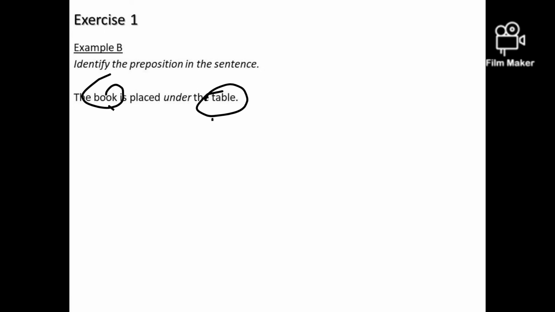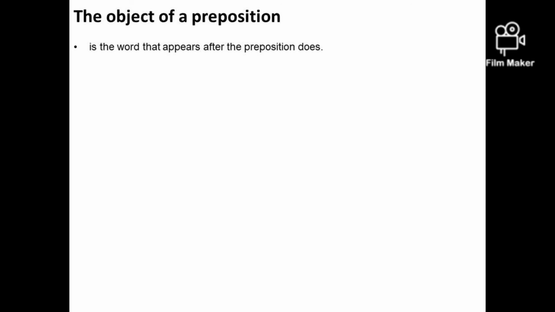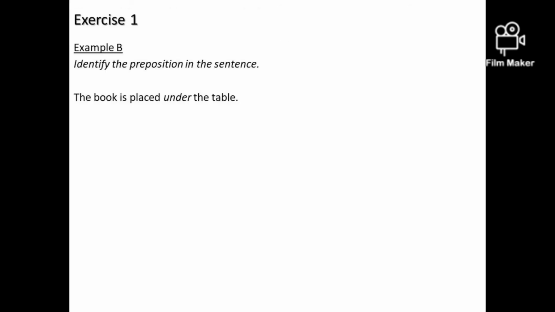Further knowledge tells us that prepositions have objects as well. A preposition, believe it or not, has an object. The object of the preposition is the word that appears after the preposition. Let's go back to the example that we gave right now. The book is under the table.